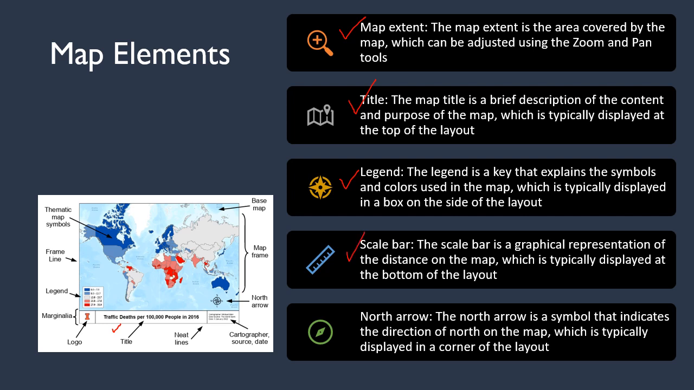There must be a scale bar. If there is no scale bar, it is not a map, it's a sketch. And there must be the north arrow. These two parts are very important technically. Sometimes the legend may not be required because you have already given the information inside the body. The title should be there, and you have to choose your map extent.